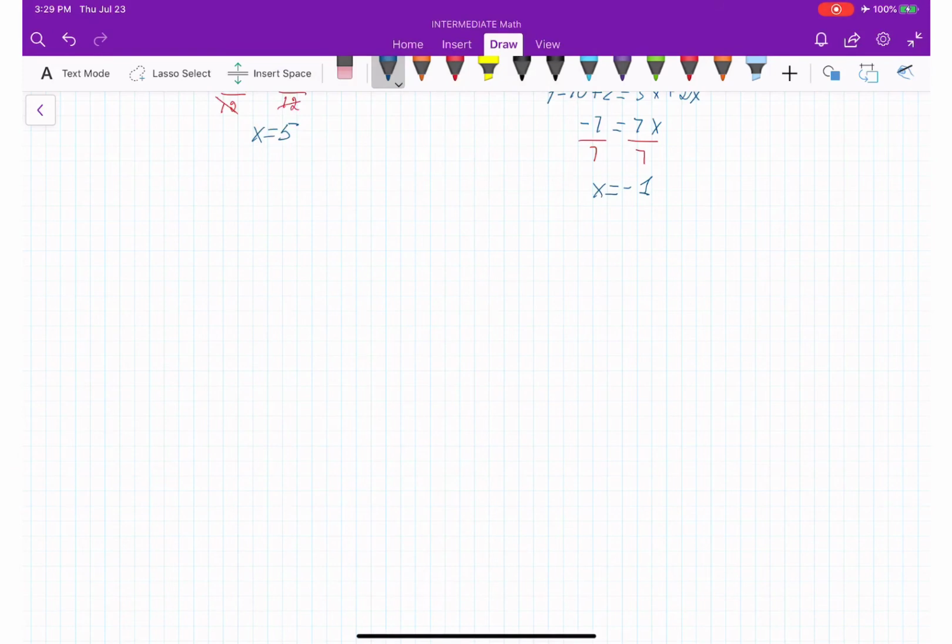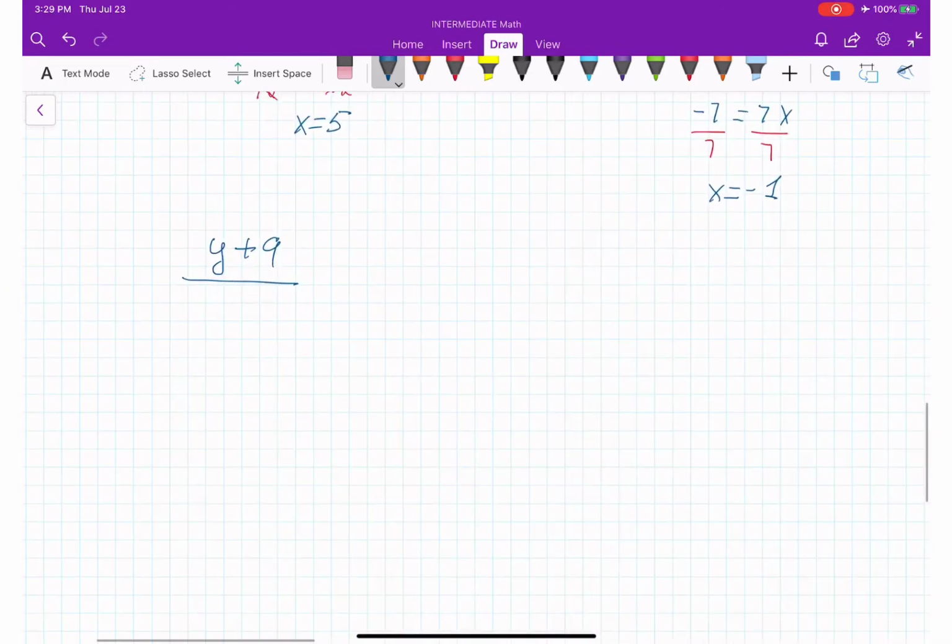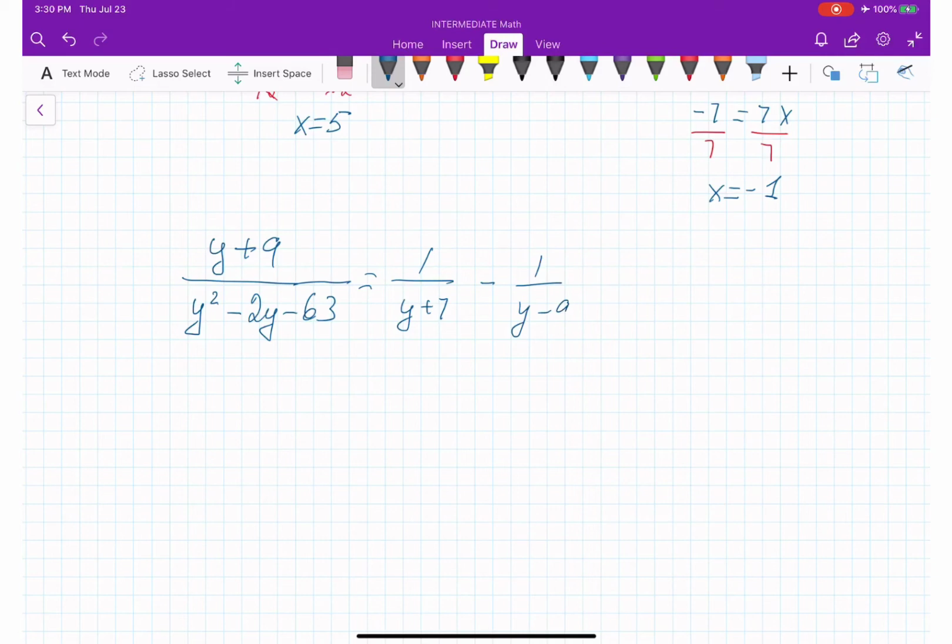y plus 9 over y squared minus 2y minus 63 equals 1 over y plus 7 and minus 1 over y minus 9.